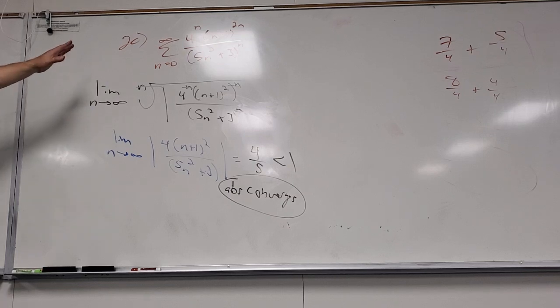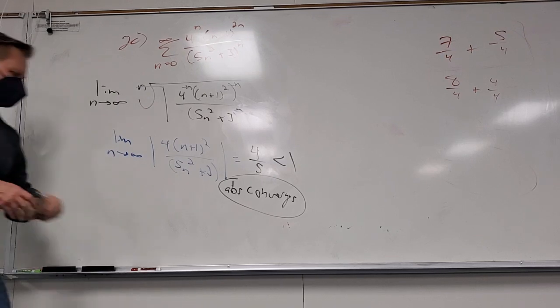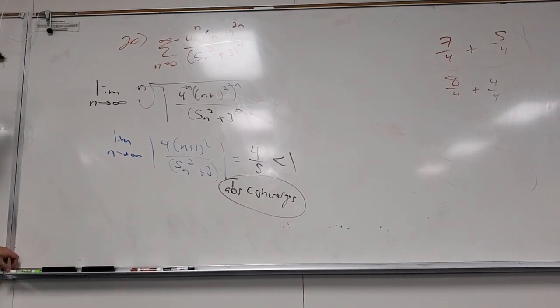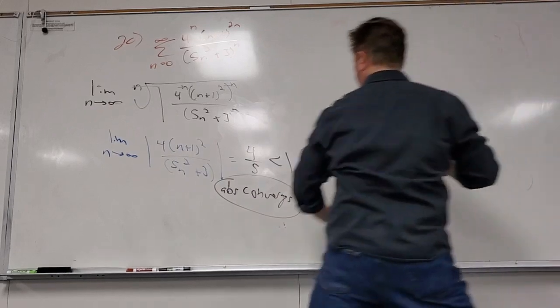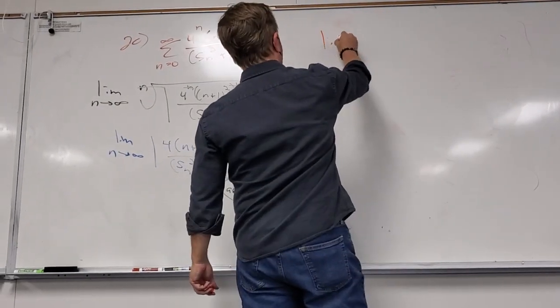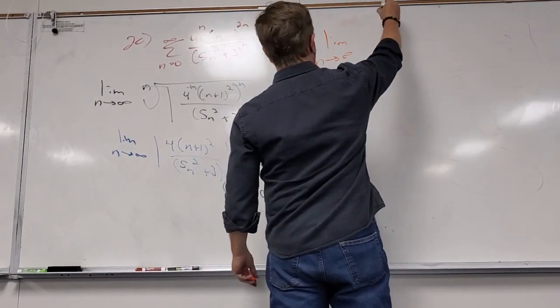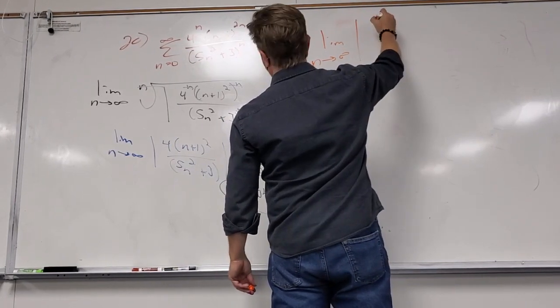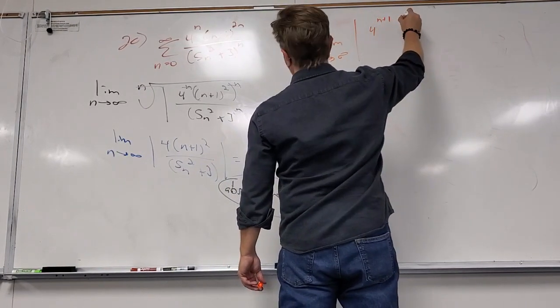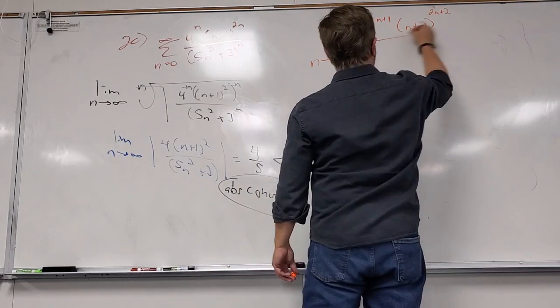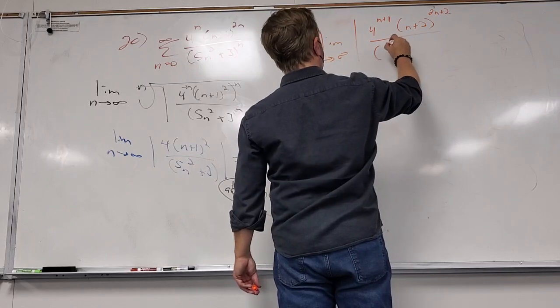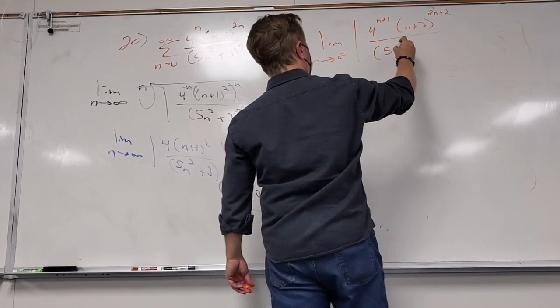That's why I asked, did anybody try this problem, try ratio test, or did you just see what happens when you get there? Real quick, let's see what this thing would look like if I try to do ratio test. Tell me. What would it look like? 4n plus 1, and n plus 2. Yeah, that's where things get messy. 2n plus 2. Yeah. And then here, 5n plus 1 squared.